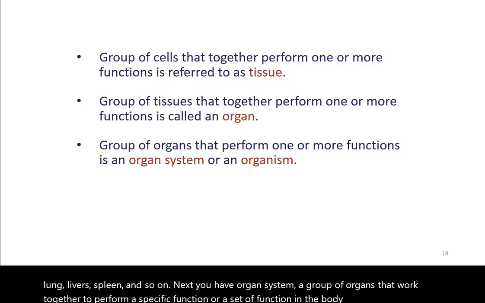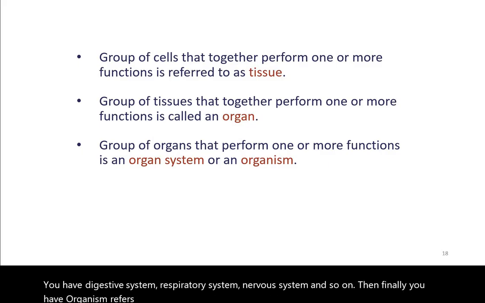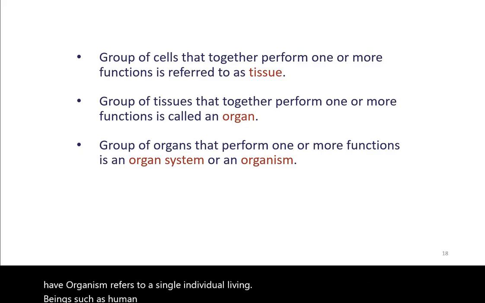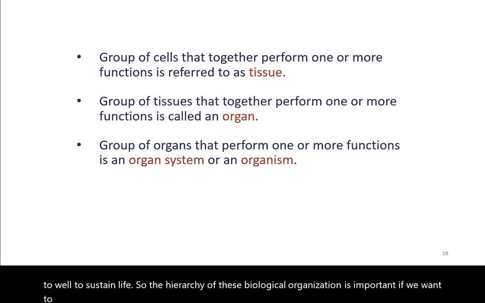What are the examples? You have the digestive system, respiratory system, nervous system, and so on. Then finally, you have the organism, which refers to a single individual living being such as a human, animal, or plant, made up of various organ systems that work together to sustain life. So the hierarchy of this biological organization is important if we want to look at radiation-induced damage on biological tissue.